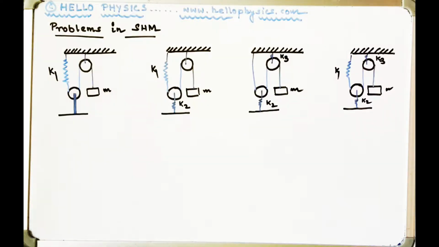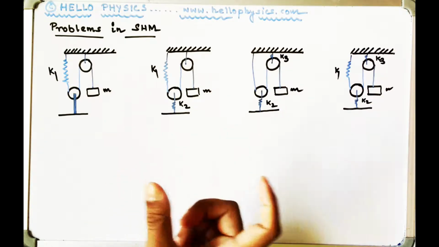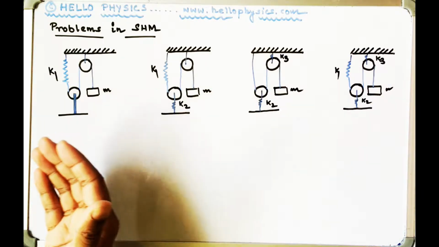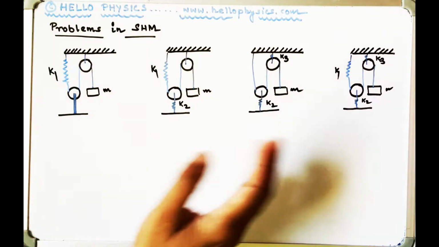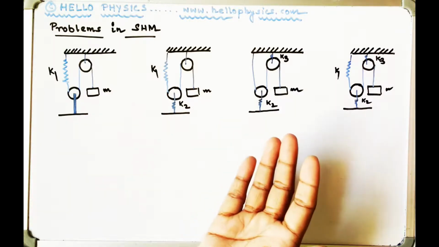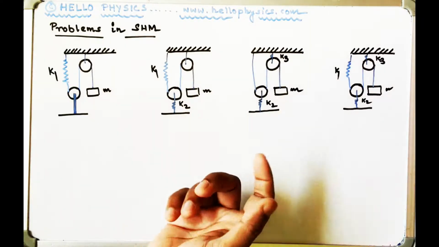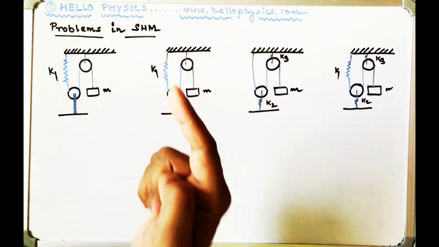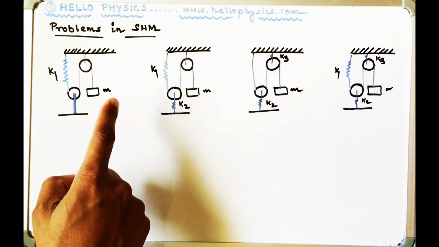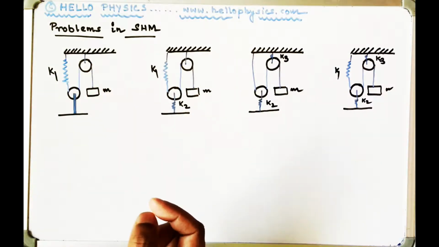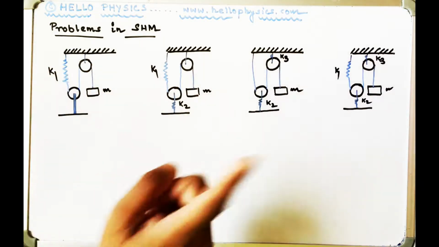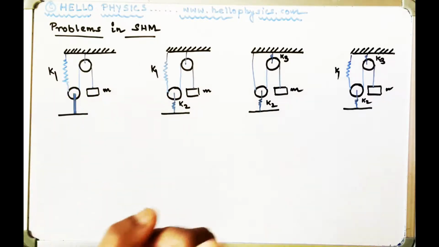In this problem, I have 4 setups. The setups look very similar, but they have fundamental differences between them. As we go to the right, the setups become more complicated compared to the previous one. We have springs, pulleys, ropes, and masses. The pulleys are frictionless, and the ropes are massless.